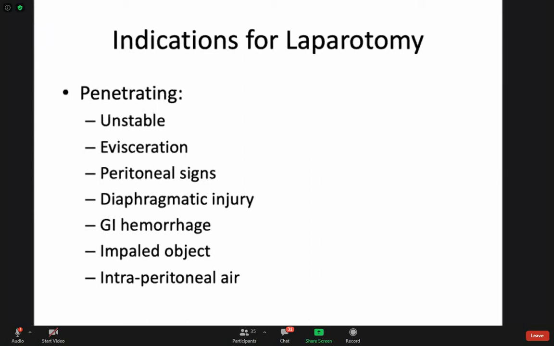That's an impaled object. If the patient came after a blast and has a piece of shrapnel in their abdomen, still stuck there, that's also an impaled object. Intraperitoneal air is another one. Now, these are the indications for laparotomy in a penetrating injury.